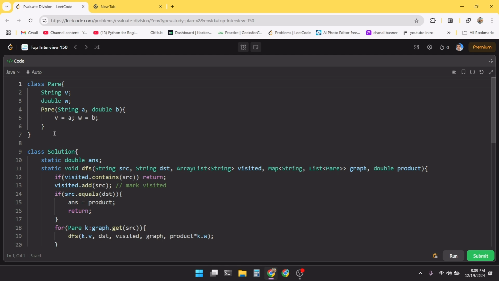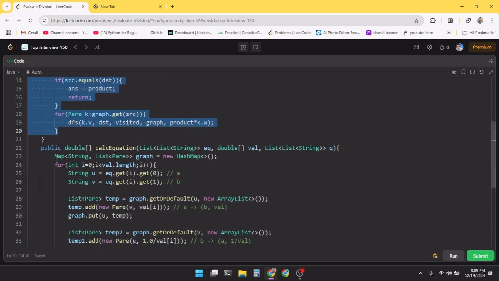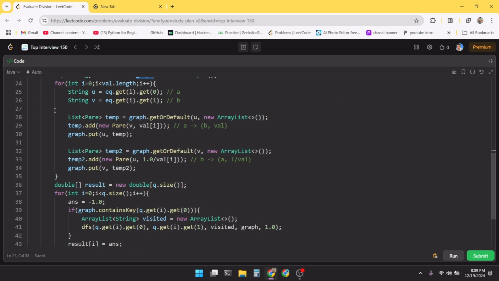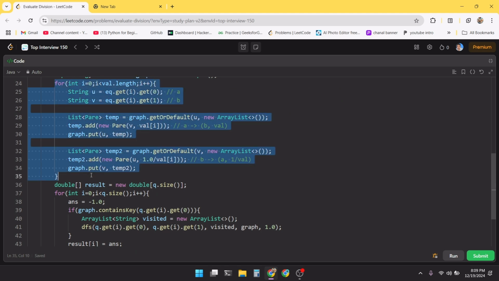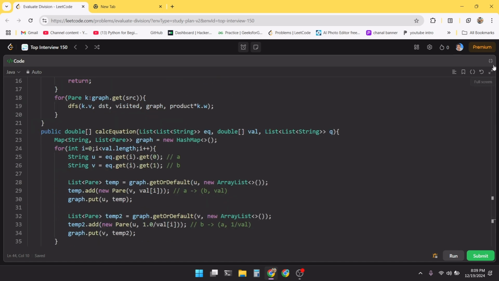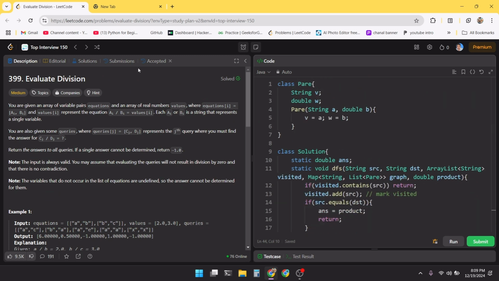If you pay attention, there's a class called Pair which is created separately, and there's a DFS going on. A graph is created, basically an adjacency list, and then this is the solution. So more or less this is a good question and a good solution.